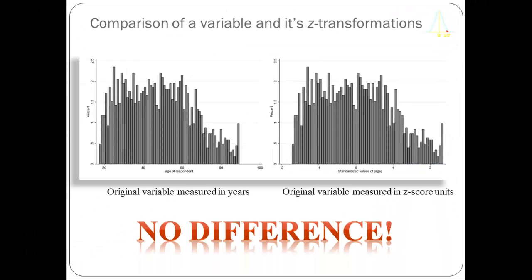And lo and behold, there's no difference in these two graphics. That is, the information contained in the original age variable is identical to the information contained in the new z-score variable, except that the values on the x-axis in the one are measured in years of age, and in the other in z-score units of age.